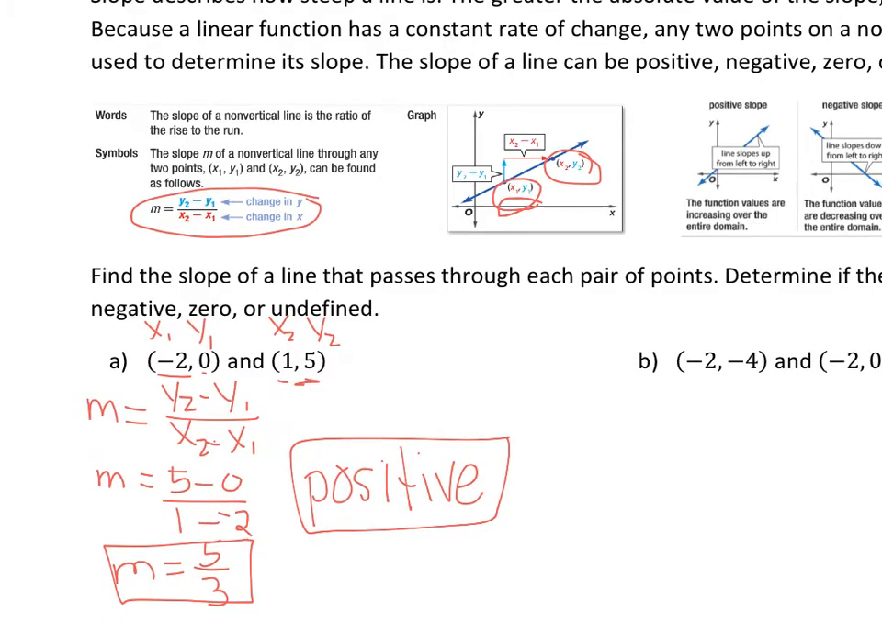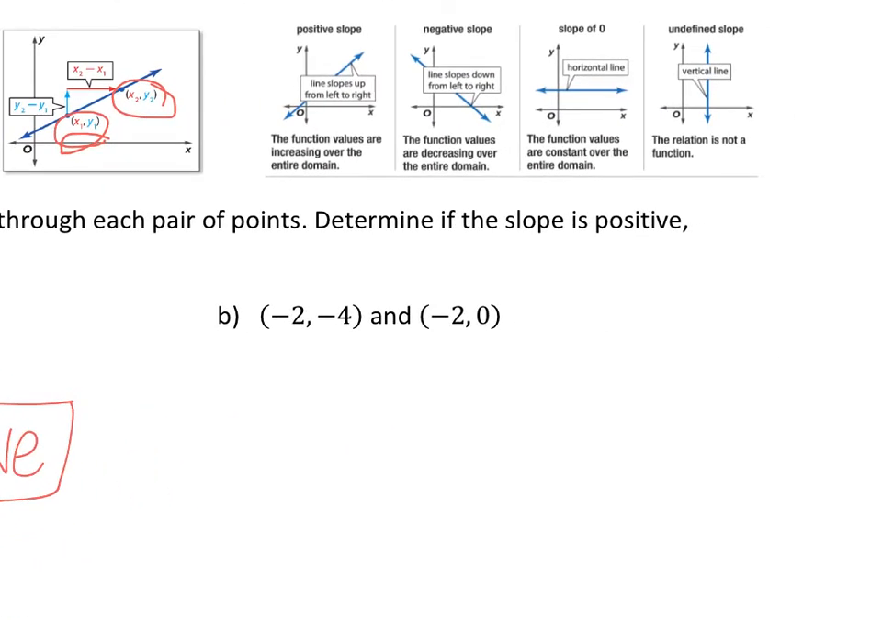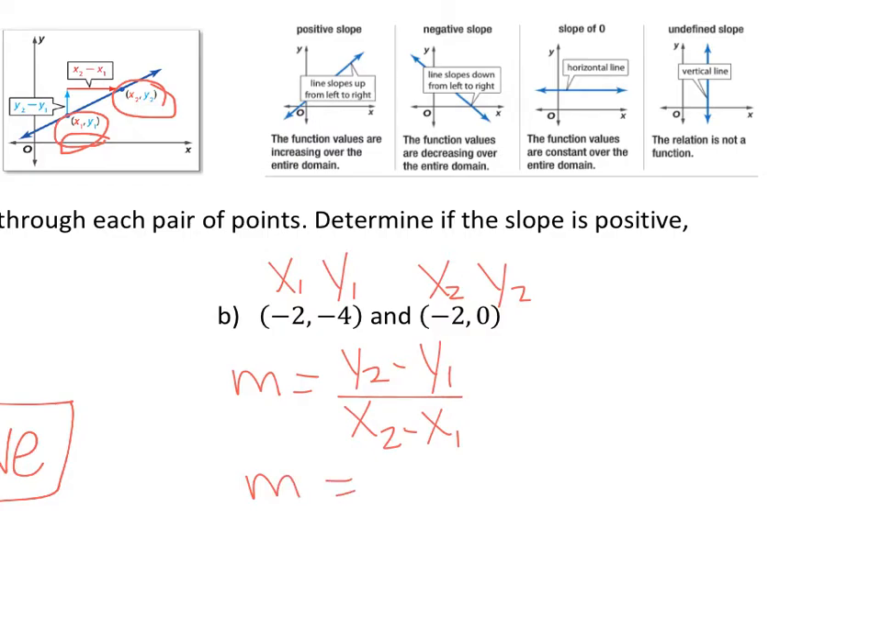Let's do one more of these. Letter B. We'll label this point 1 and this point 2. Our slope equals, and again I want you to write the formula out, y2 minus y1 over x2 minus x1. Slope equals y2 is 0 minus negative 4, and then x2 is negative 2 minus negative 2. 0 minus negative 4 is positive 4. We'll just write it here. And negative 2 minus negative 2 is 0.